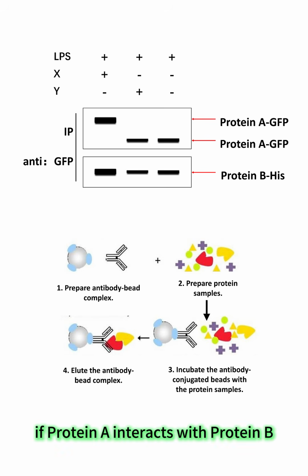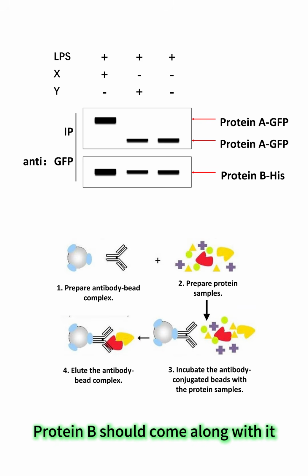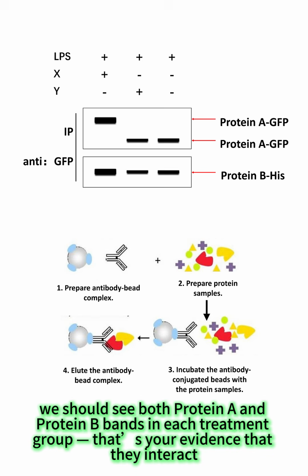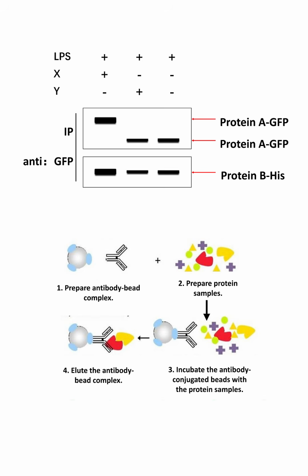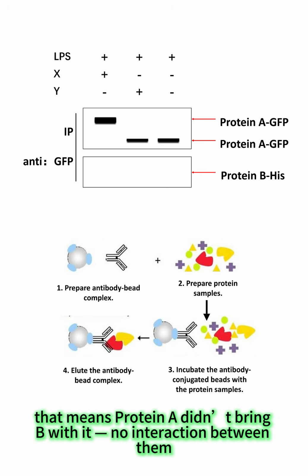Now, if protein A interacts with protein B, then when protein A gets pulled down, protein B should come along with it. So in the IP Western blot, we should see both protein A and protein B bands in each treatment group. That's your evidence that they interact. But if you only see a band for protein A and nothing for protein B, that means protein A didn't bring B with it, no interaction between them.